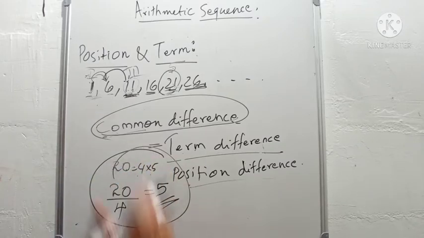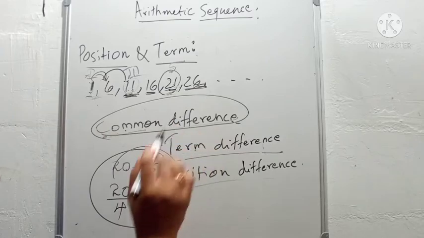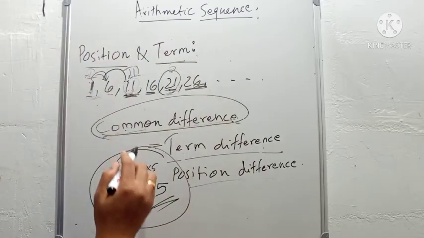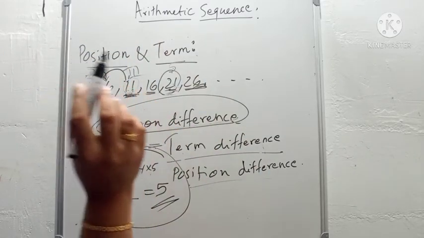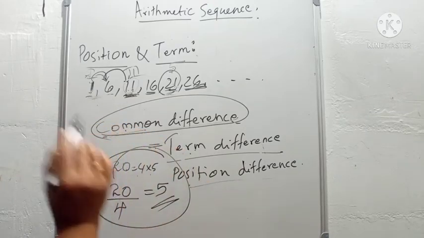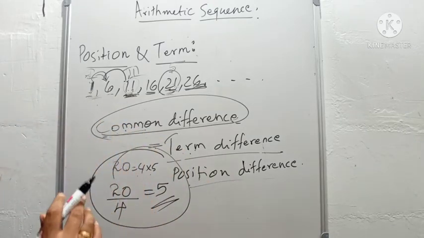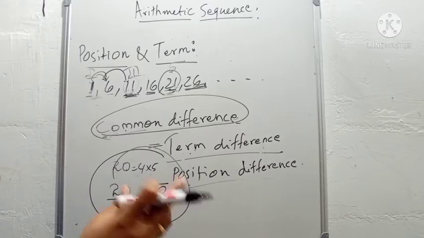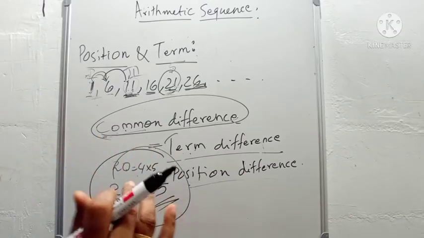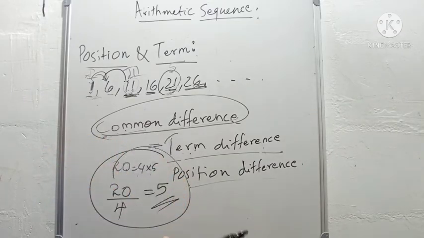Clear? Common difference is equal to term difference by position difference. And one more thing, the term difference is always a multiple of the common difference. Term differences are always the multiples of common difference. Okay? See, this is very important, and the problems are also very important. Let us do the problems based on this idea.